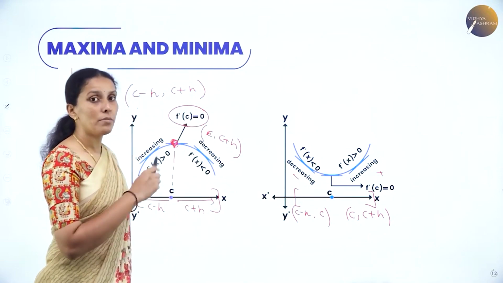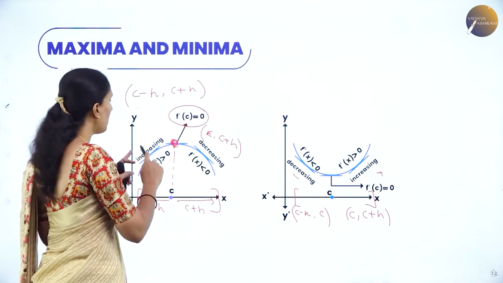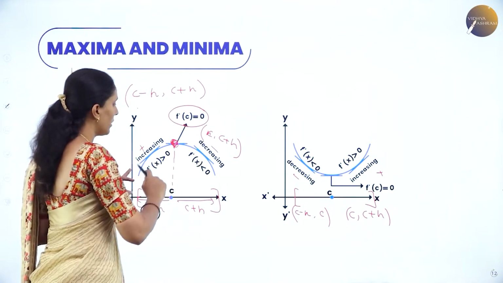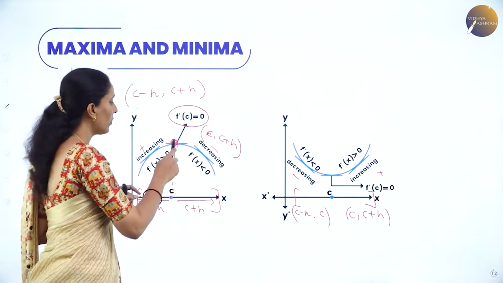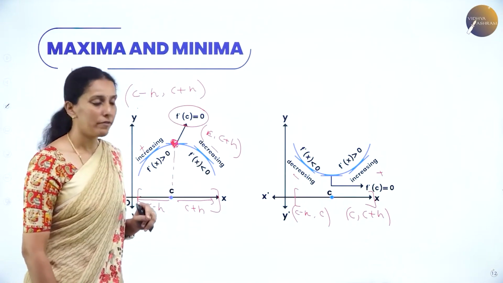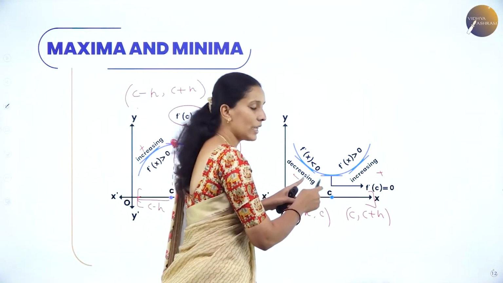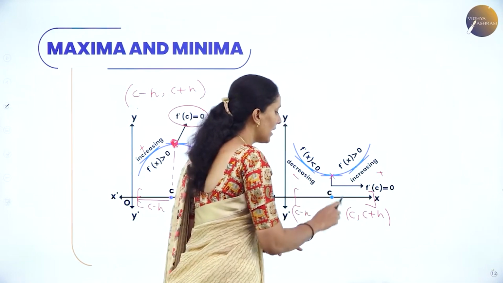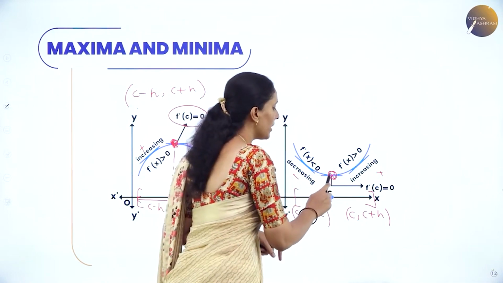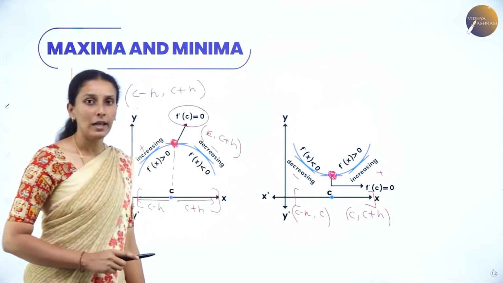So the function must change its sign from positive to negative as it goes on. Then you have a local maximum value, and from negative to positive it goes on. So that is, first it decreases and then it increases. Then you will have a local minimum value, as well as local minima.